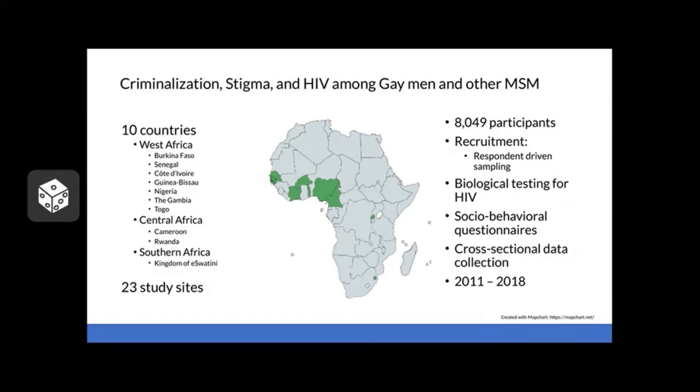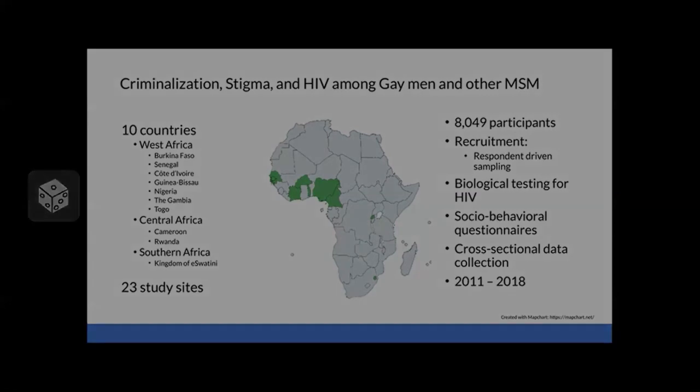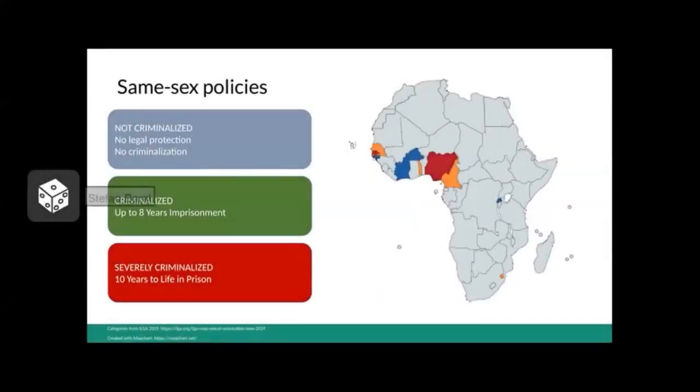The recruitment method was respondent-driven sampling. We used biological testing for HIV and a socio-behavioral instrument with cross-sectional data analysis. And these data were collected between 2011 and 2018, with the analyses related to stigma supported by a grant from the National Institute of Mental Health, with Dr. Greenwood being our program officer.